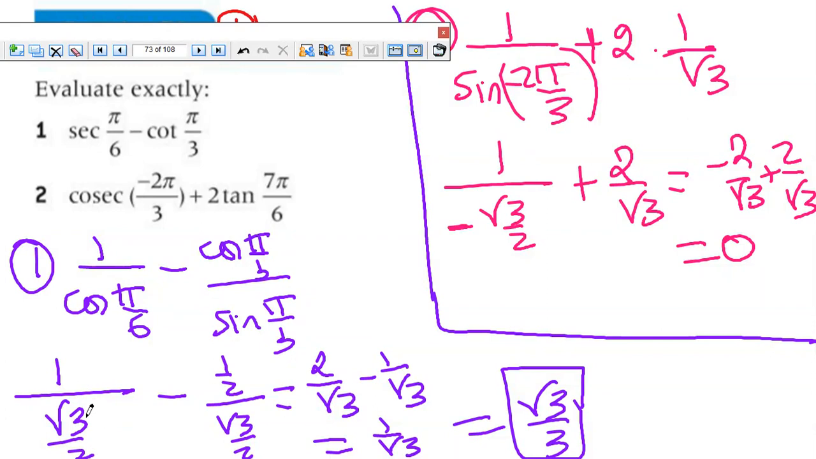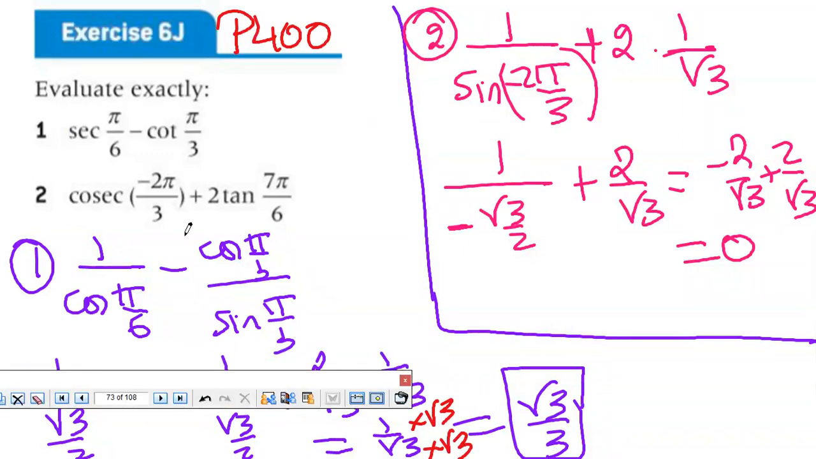And then when I switch, it's 2 over radical 3 minus 1 over radical 3. And then it will be 2 minus 1, 1 over radical 3. You can rationalize by multiplying up and down by radical 3. And my answer will be radical 3 over 3. The second one, cosecant minus 2 pi over 3. Also, it's 1 over sine minus 2 pi over 3, plus 2 times tangent 7 pi over 6, which is 1 over radical 3. And then I will have the answer as minus 2 over radical 3 plus 2 over radical 3, so it's 0. It's very simple. We are just calculating and replacing.